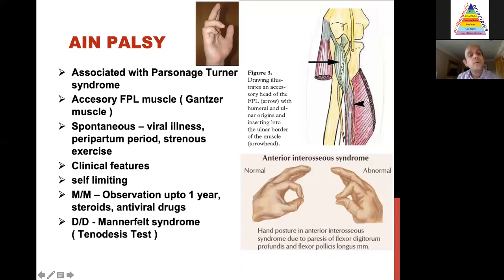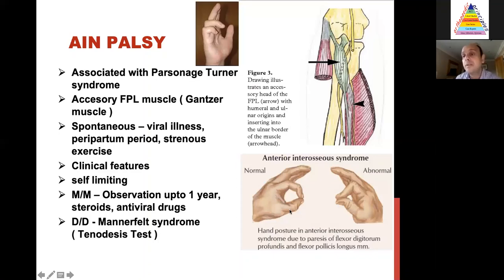Only other term to introduce here is Mannerfelt syndrome. Now, like your Vaughan-Jackson, Mannerfelt happens in rheumatoid. So in scaphoid patients or trapezium, they can have osteophytes and they can cause rupture of FPL tendon or even the FDP to the index finger. So if those tendons are ruptured, which is Mannerfelt syndrome, the patient again will not be able to do an OK sign.